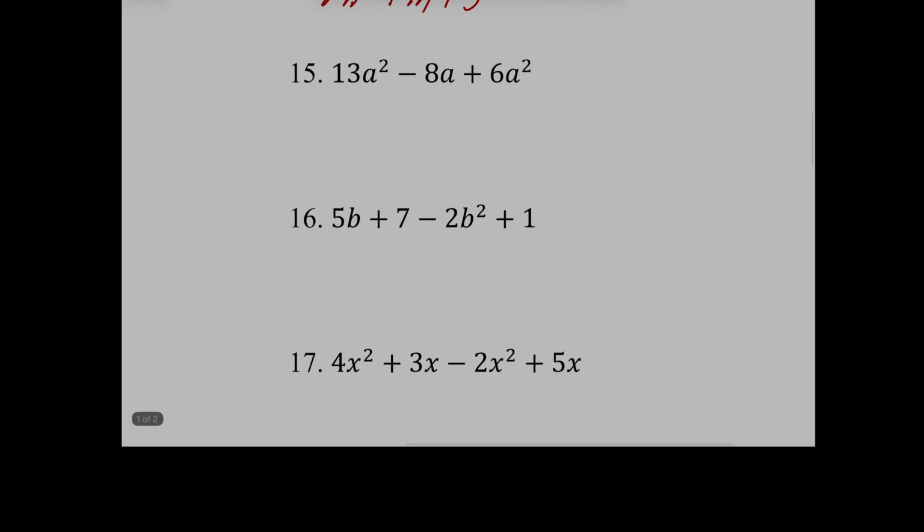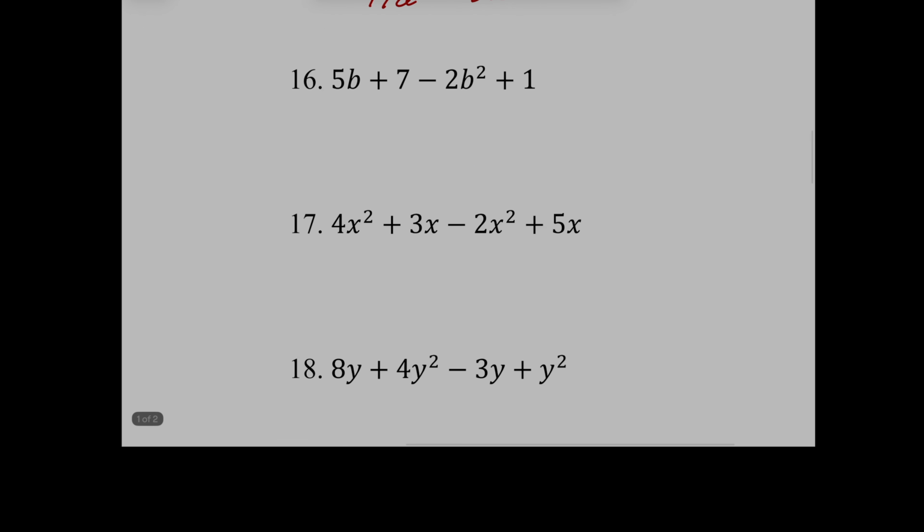Going on to number 15, I have an a squared, I have an a, and I have an a squared. So I'm going to combine my a squareds, and I have 13a squared plus 6a squared is 19a squared. When you say all the words, negative 8a, you tend to not make as many mistakes. So make sure that you say the words. I have a positive 8. I'm subtracting a negative. Say all the words while you're doing this.